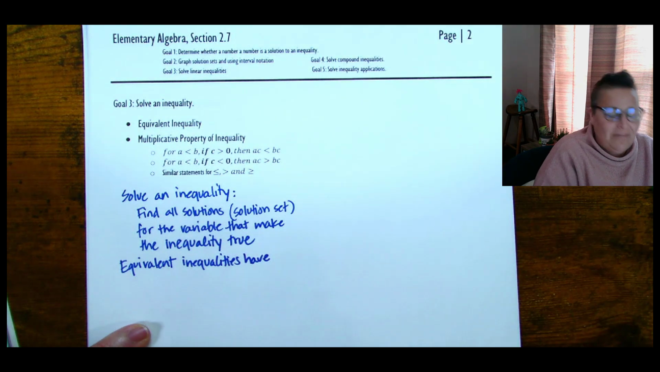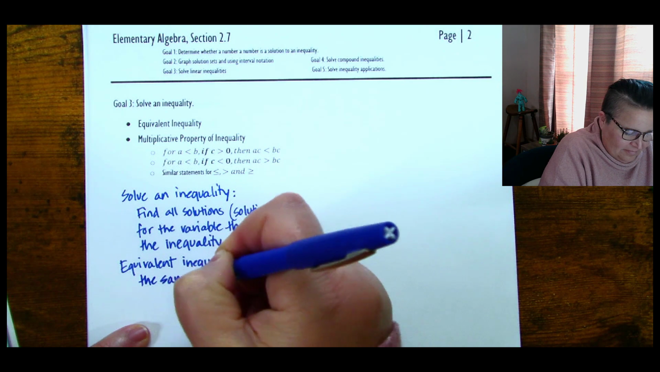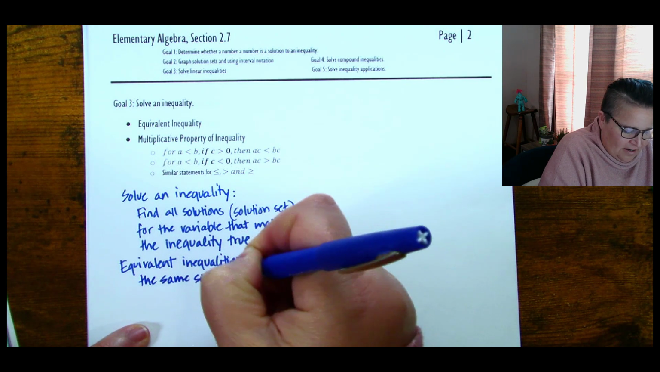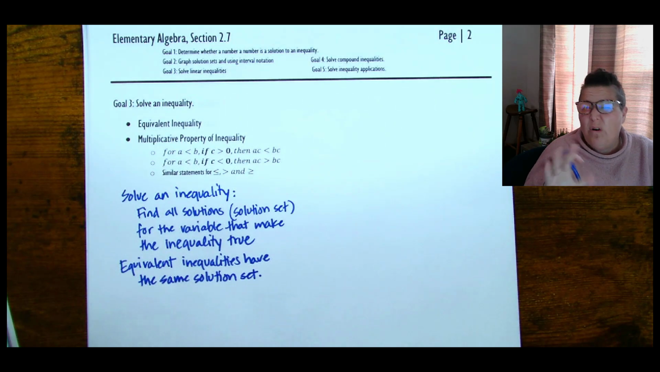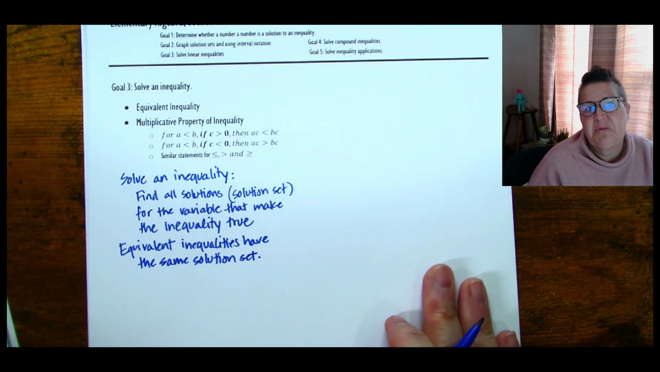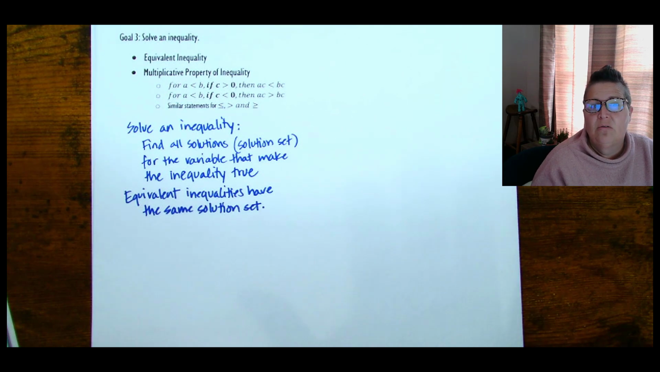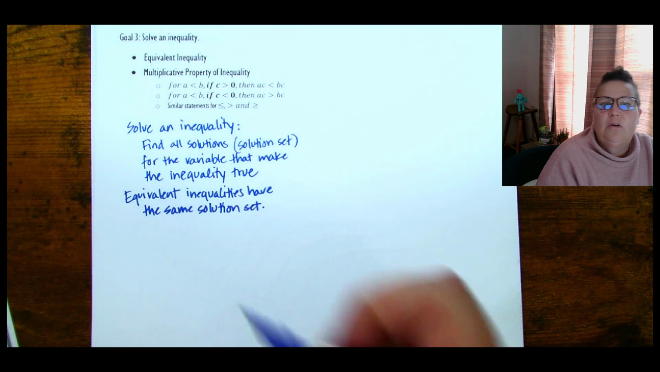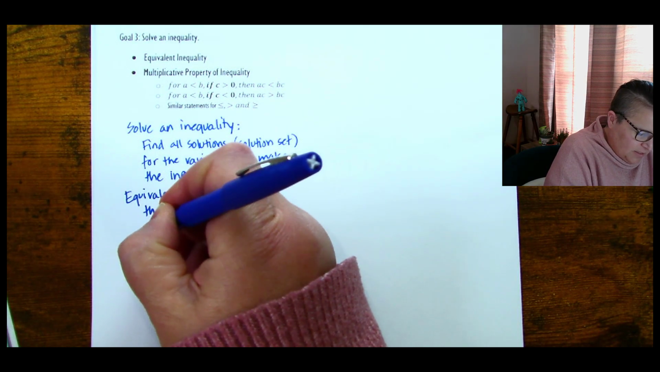Equivalent inequalities have the same solution set. All right. So I have 4 or 5 examples here. This could be a sort of a longish section. I'll try to go quick but thorough, right? You can always go to double speed if you need. All right, so let's try the first example.